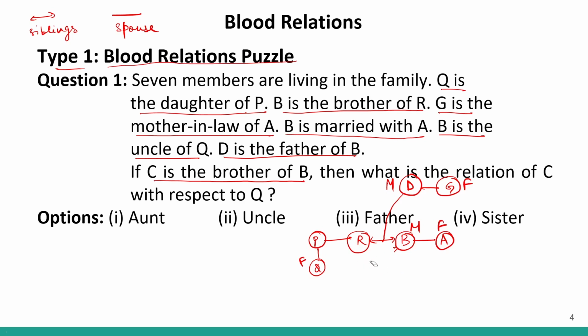So C's generation, let me represent it like this. This is spouse A, female, and she also has a brother, C. Correct? They are in the same generation. We have to find the relationship between C with respect to Q. So clearly C will be the uncle of Q. Answer will be option number 2, uncle. Okay?